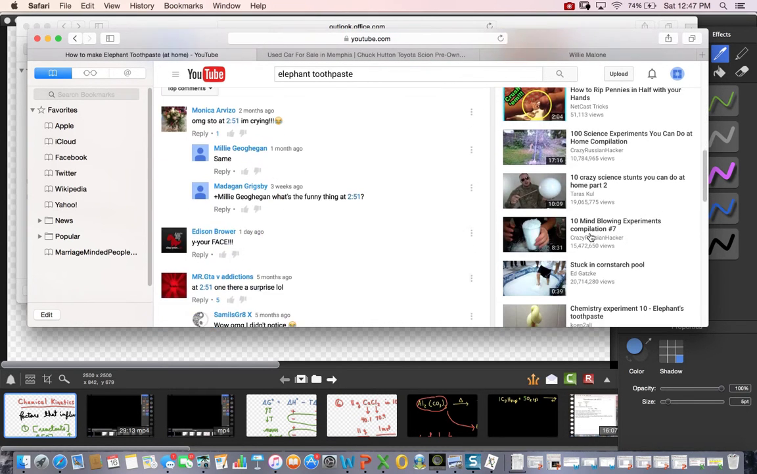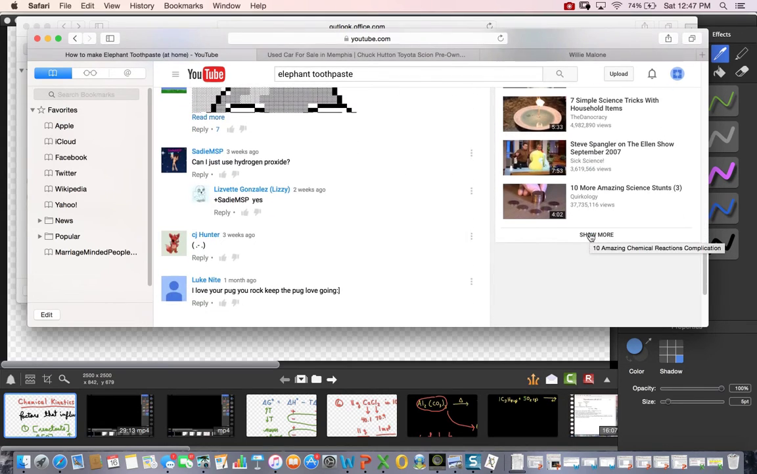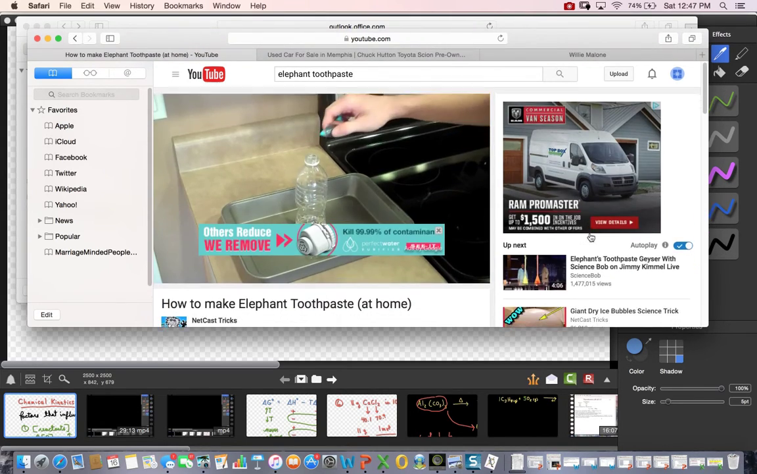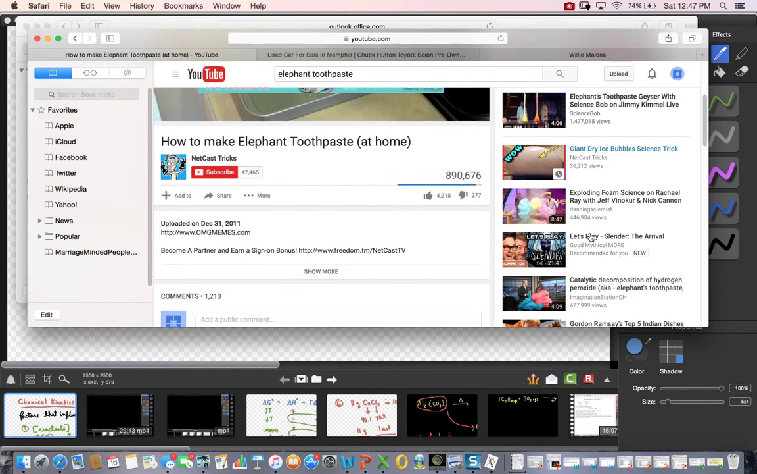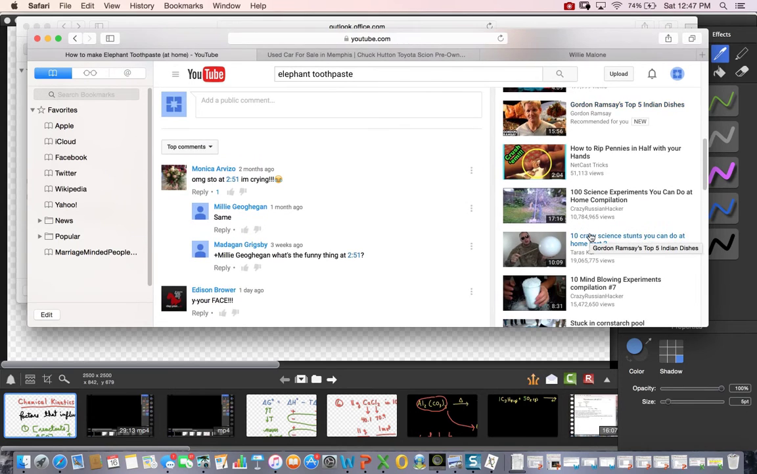And I'm going to pause it and try to explain what we're doing at each small step. Next, we're going to put a couple drops of food coloring inside, and that's optional. You don't have to do that. Now we're going to put in a good-sized squirt of dish soap.